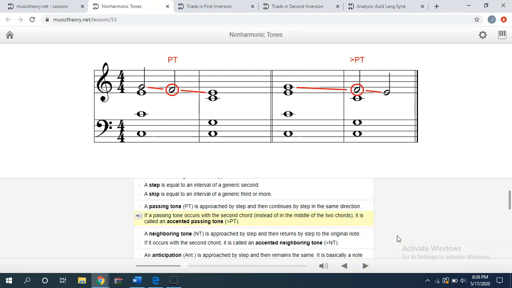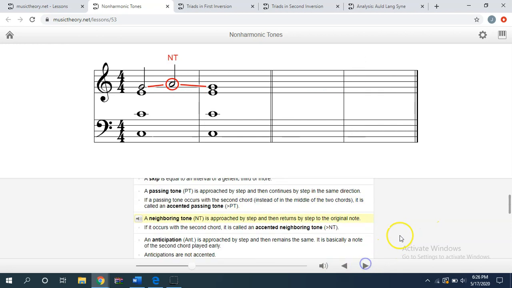If a passing tone occurs with the second chord instead of in the middle of the two chords, it is called an accented passing tone. Here's what that sounds like. You can hear it kind of pushes itself into the right harmony there by being in the chord to begin with.